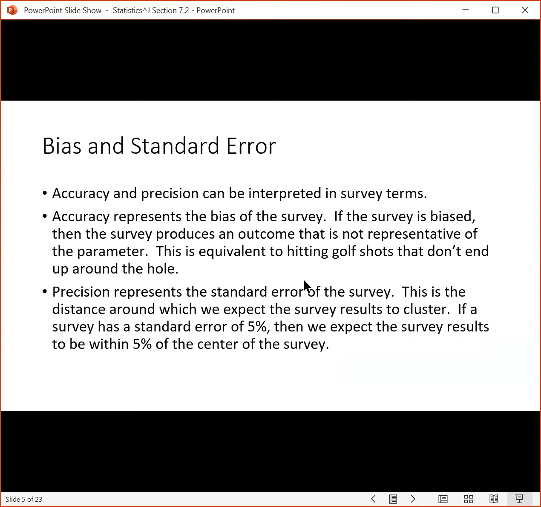Accuracy and precision can be interpreted in survey terms. Accuracy represents the bias of the survey. If the survey is biased, then the survey produces an outcome that is not representative of the parameter. Again, that's what the survey is trying to estimate. This is equivalent to hitting golf shots that don't end up around the hole. Precision represents the standard error of the survey. This is the distance around which we expect the survey results to cluster. If a survey has a standard error of 5%, for example, then we expect the survey results to be within 5% of the center of the survey.